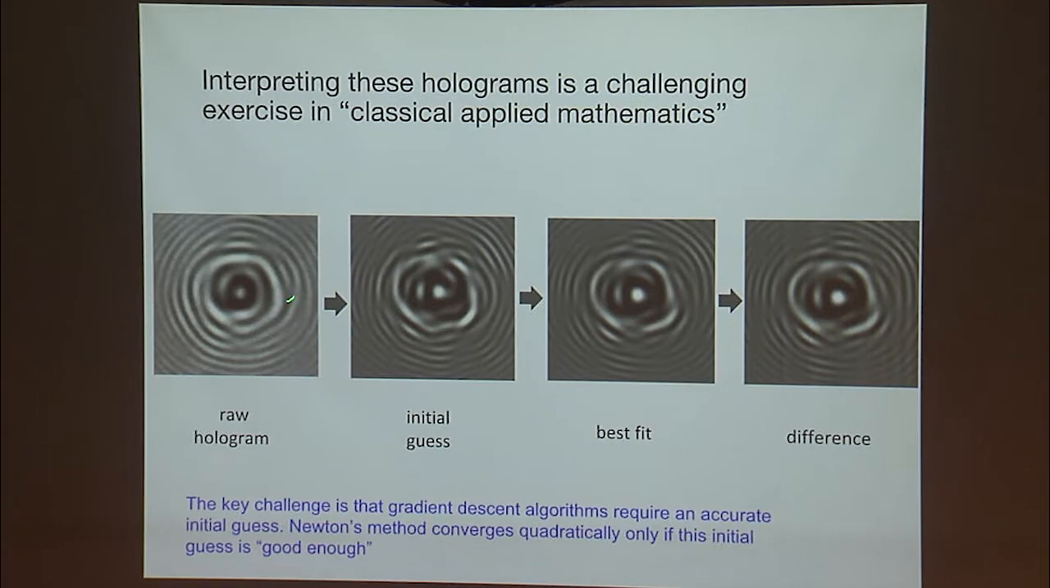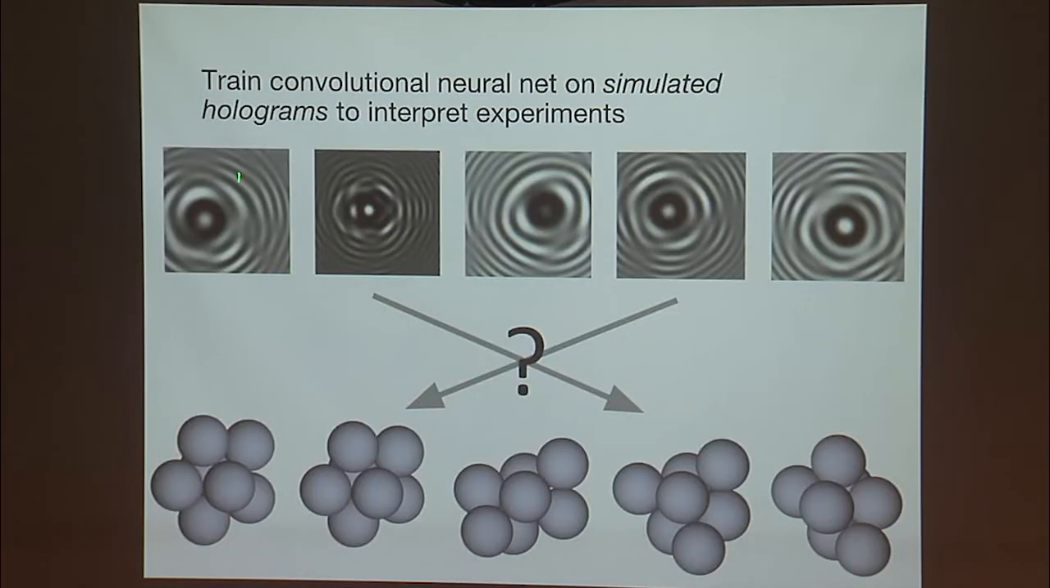So classically, the way that you do this is you take the raw hologram, you guess what the structure is, you then do a simulation of the hologram of the structure that you guessed. You then create some loss function, you do refinement, and you try to get it to converge. And this is quite tricky to get to converge. Okay, but the idea here is to take the simulations, make images whose labels you know because you know where you created them, and then get the neural network to figure out which of the structures you're observing.